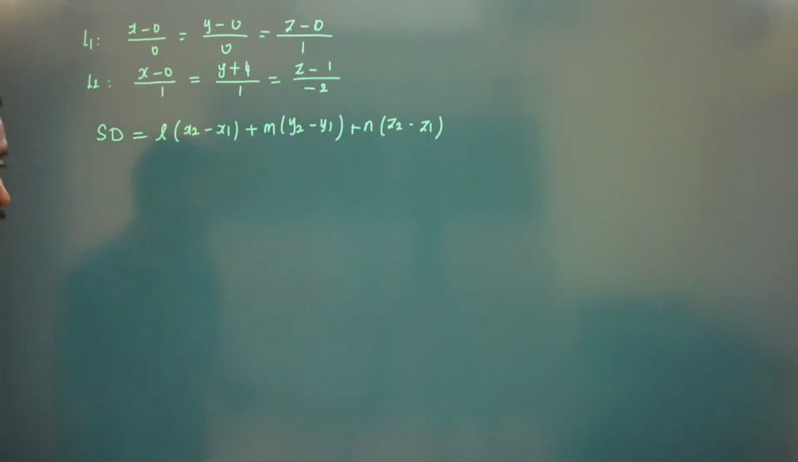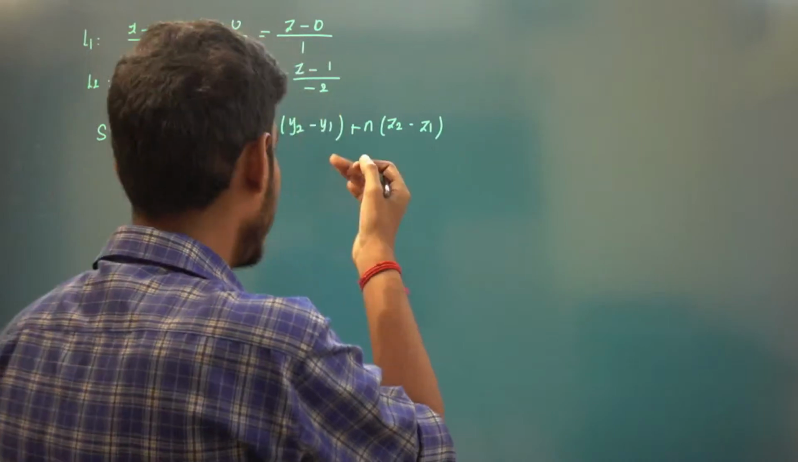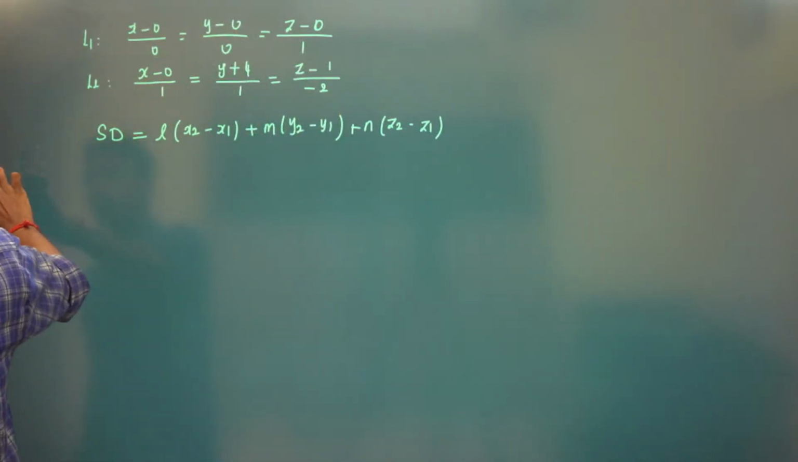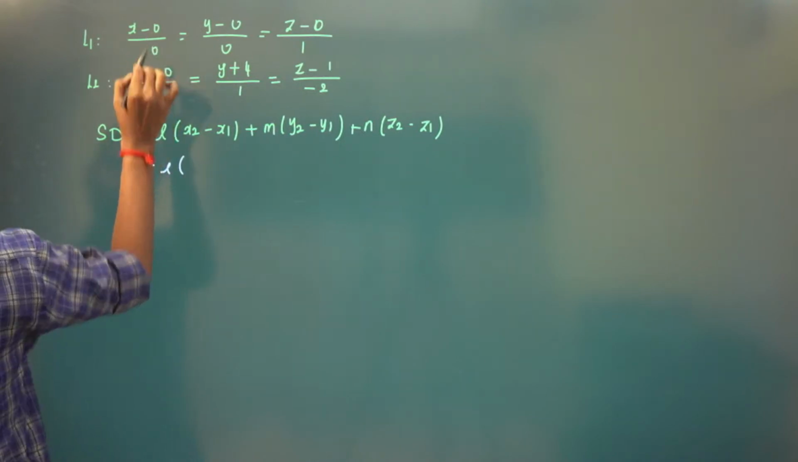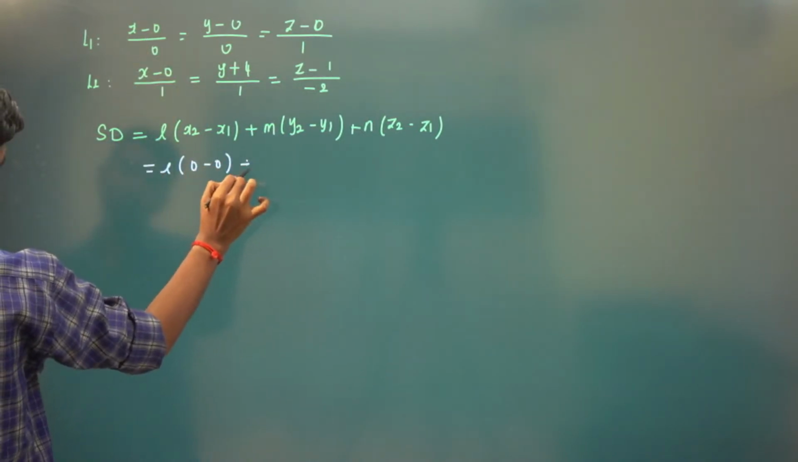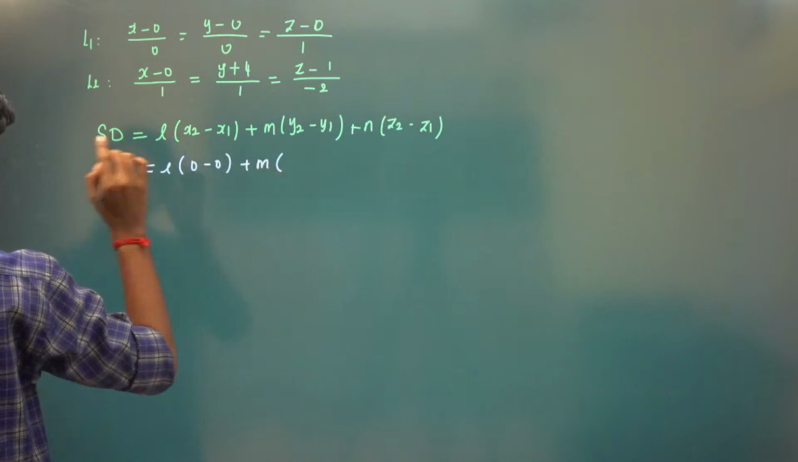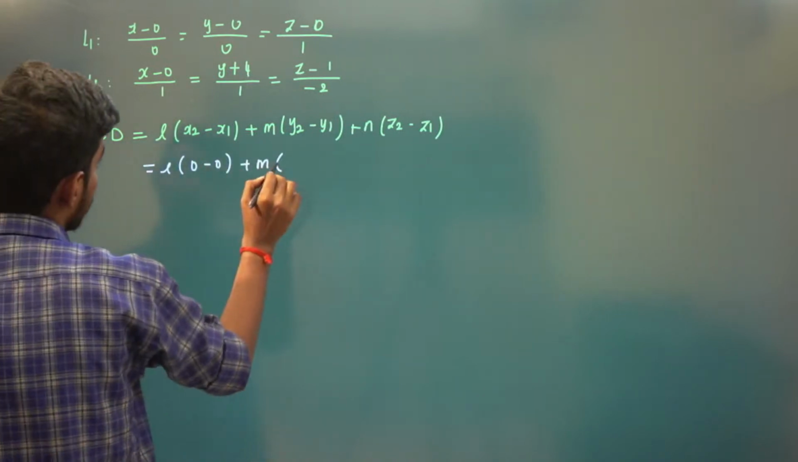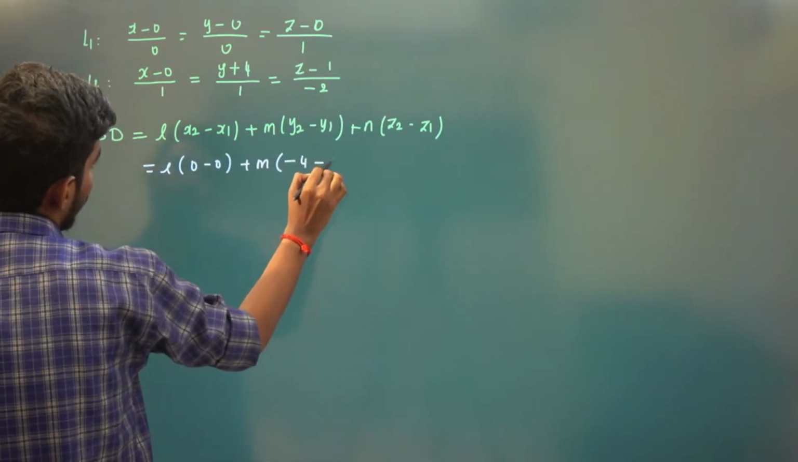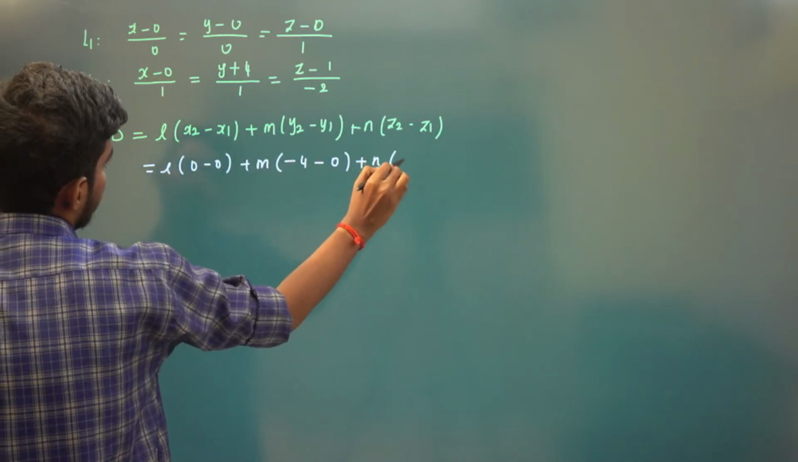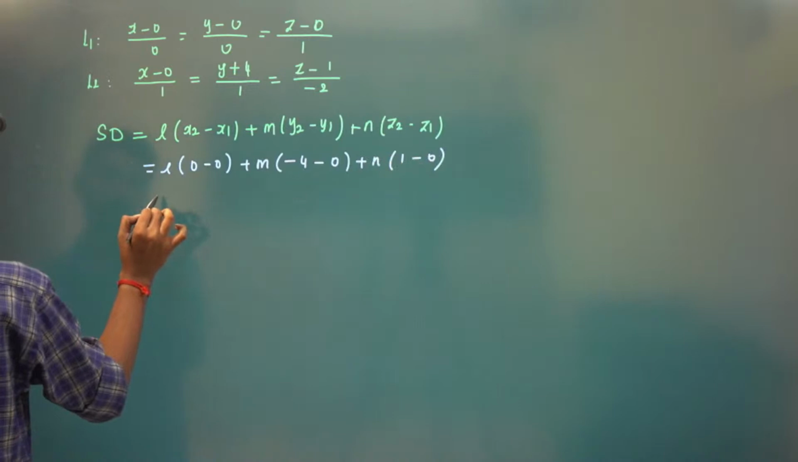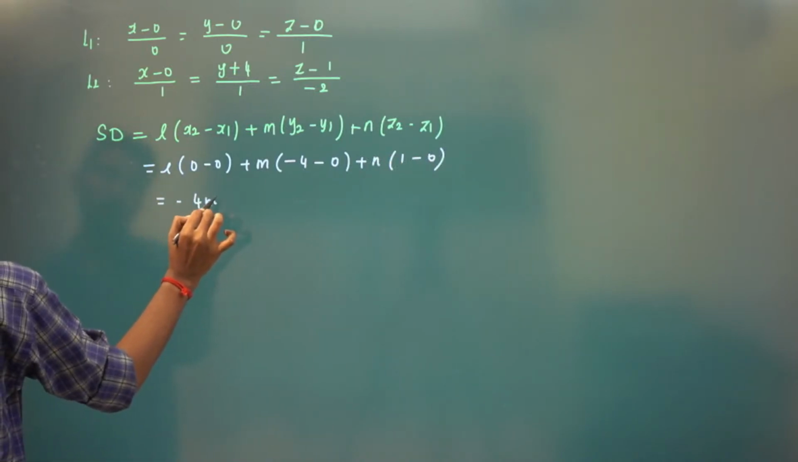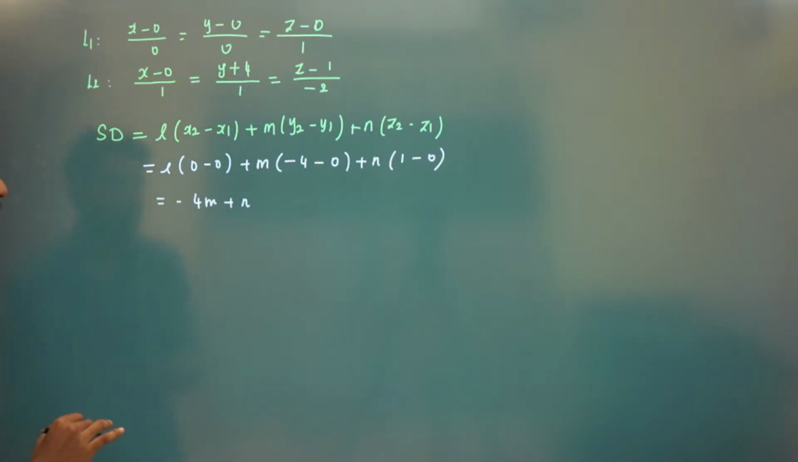Just now we are starting the problem. We have converted both into symmetrical form, and now we are going to start the problem. So l into x2 minus x1, y2 minus y1, where y2 is minus 4 and y1 is 0, z2 is 1 and z1 is 0. So the shortest distance is minus 4m plus n.